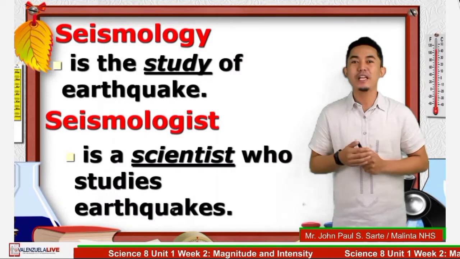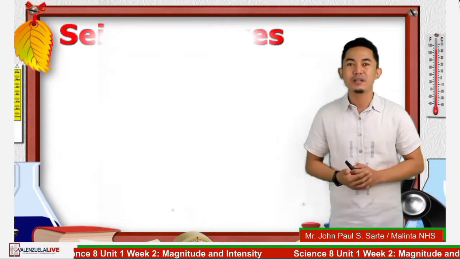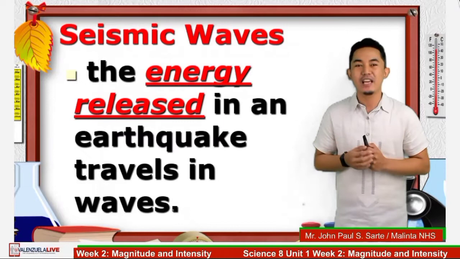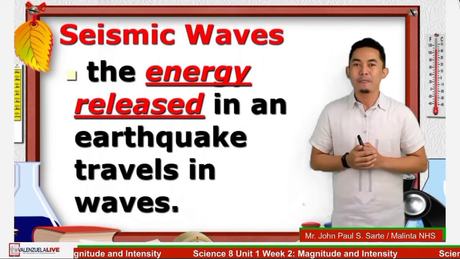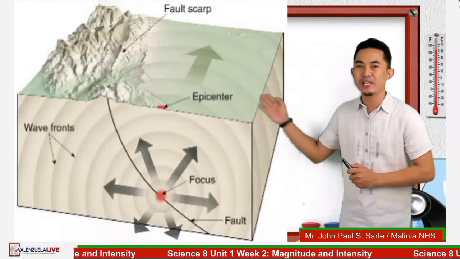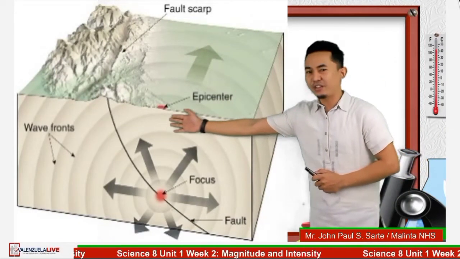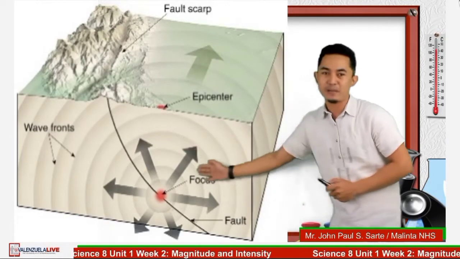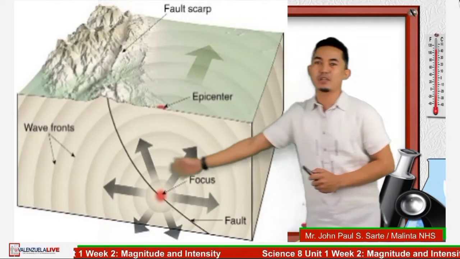However, we need to deal with seismic waves. And when we say seismic waves, it is the energy released in an earthquake that travels in waves. These pictures, as you can see, have the wave fronts. These are the waves which originate in the focus. This is the focus, and then the wave fronts. Okay? Those are the wave fronts.